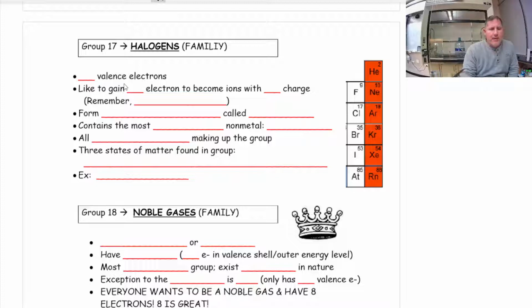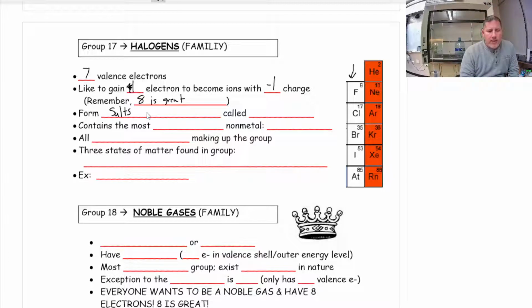The last group is the halogens. The halogens are special because they have 7 valence electrons. I should be very careful here. This is not the last group. This is the second to last group, called the penultimate group. This is 7 valence electrons. They really want to gain electrons, so they like to gain 1 electron. I shouldn't put a positive sign because they do gain 1 electron, but they become a -1 charge. And if you remember, the goal of every atom is to become 8 in its valence shell. 8 is great. Hopefully you recall that. They form salts.